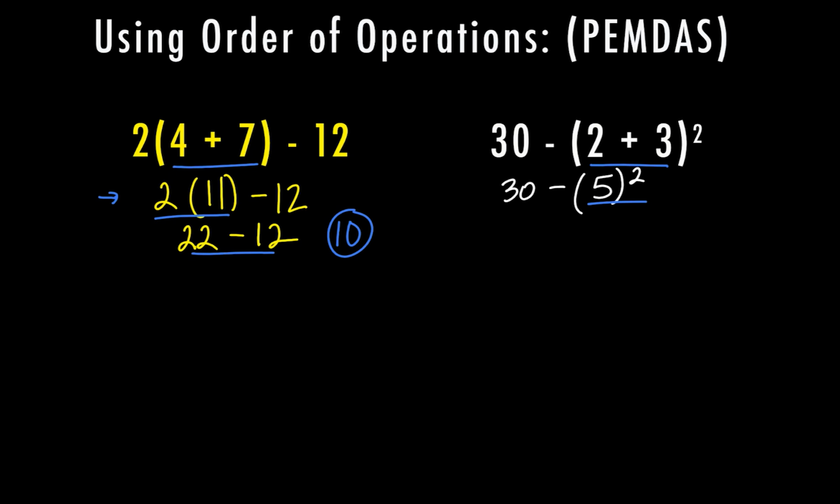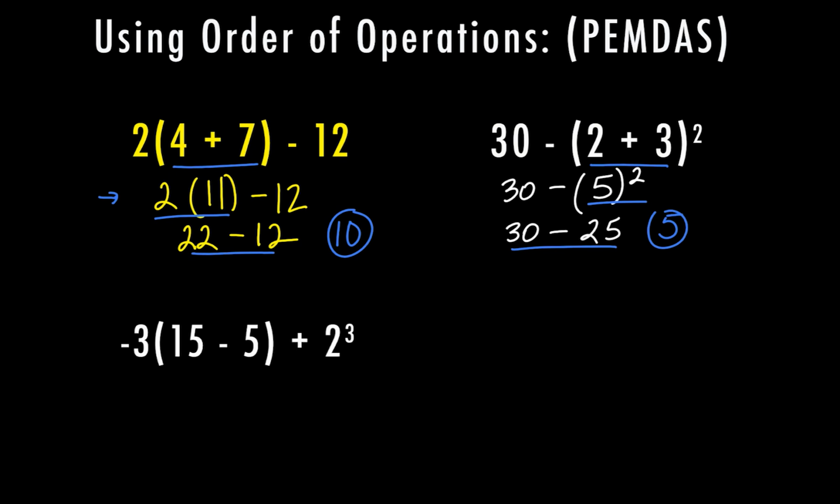So let's go ahead and bring down what we haven't used yet. So I have 30 minus 5 squared equals 5 times 5, which is 25. And then for my last step, I'm going to do 30 minus 25, which equals 5. For our third example, we have negative 3 times 15 minus 5 plus 2 cubed. So let's start at the beginning again.